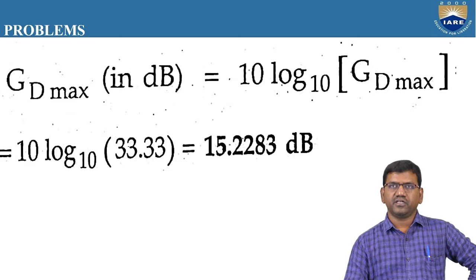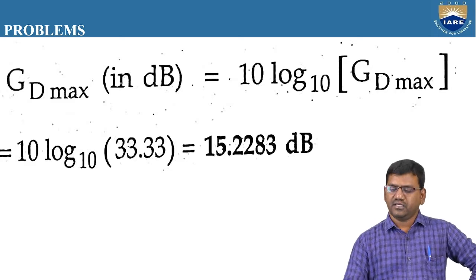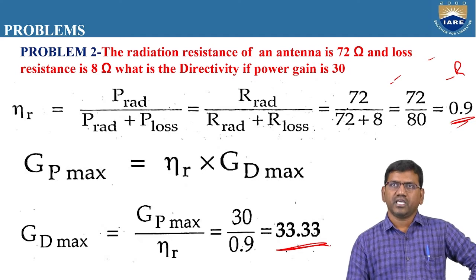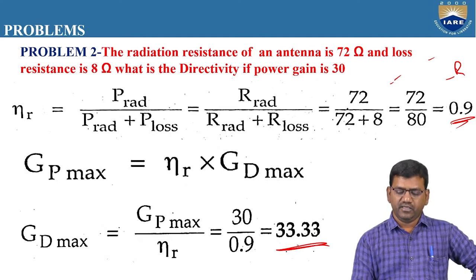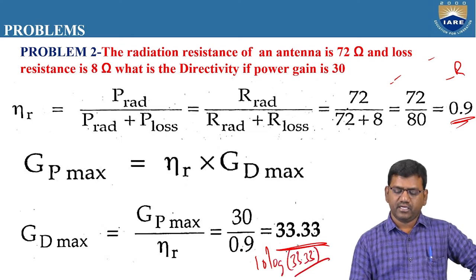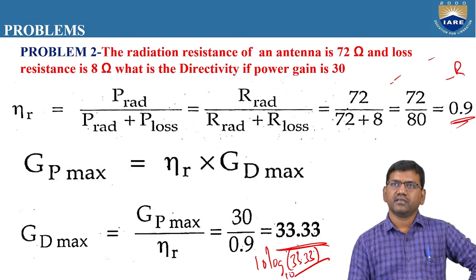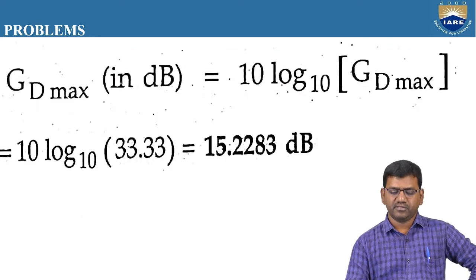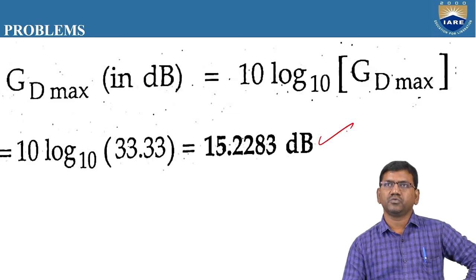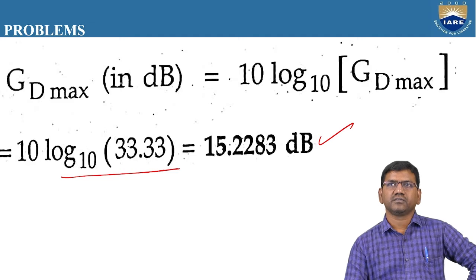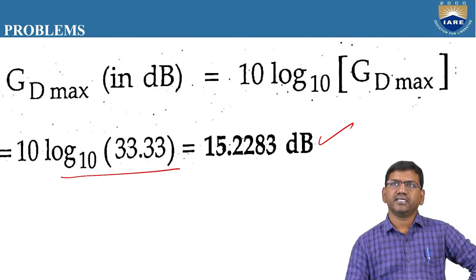So if we want to find out the value in terms of dB, we got here 33.33. This is a decimal value. If you want to convert this value into dB, you apply 10 log 33.33 base 10. If you simplify it, you will get the GT max value in terms of dB. So in terms of dB, you will get 15.2283 dB. So 10 log 33.33 is equal to 15.2283 dB.